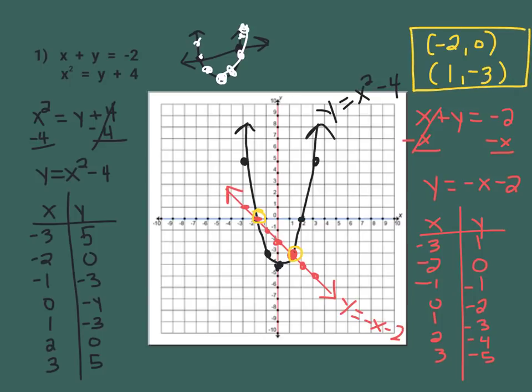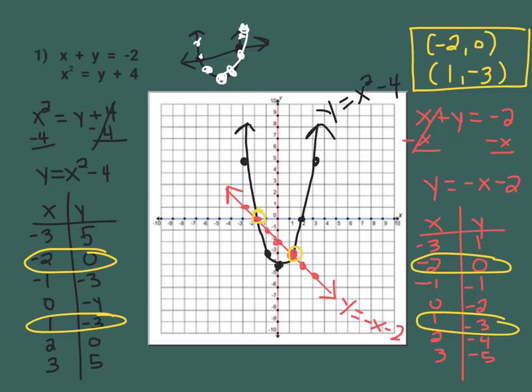And if you look back up from our algebraic work, you'll see we got the same solutions. And even if you look in our table of values, look, negative 2, 0 matches up with negative 2, 0, and 1, negative 3 matches up with 1, negative 3. So there are so many different ways to check these systems of equations.